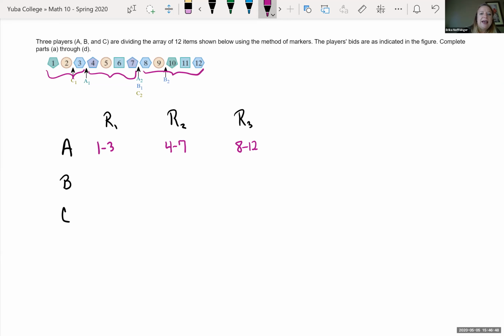So if we look at player B, they put their first marker right after 7. And so they believe a fair share would be items 1 through 7. And then they say 8 through 9. And then 10 through 12.